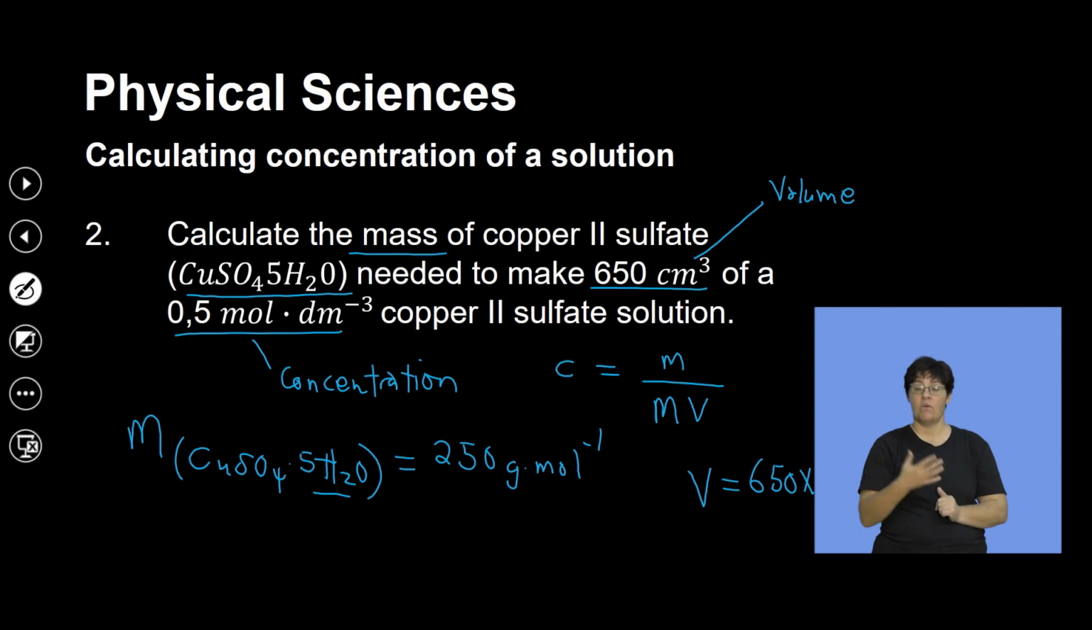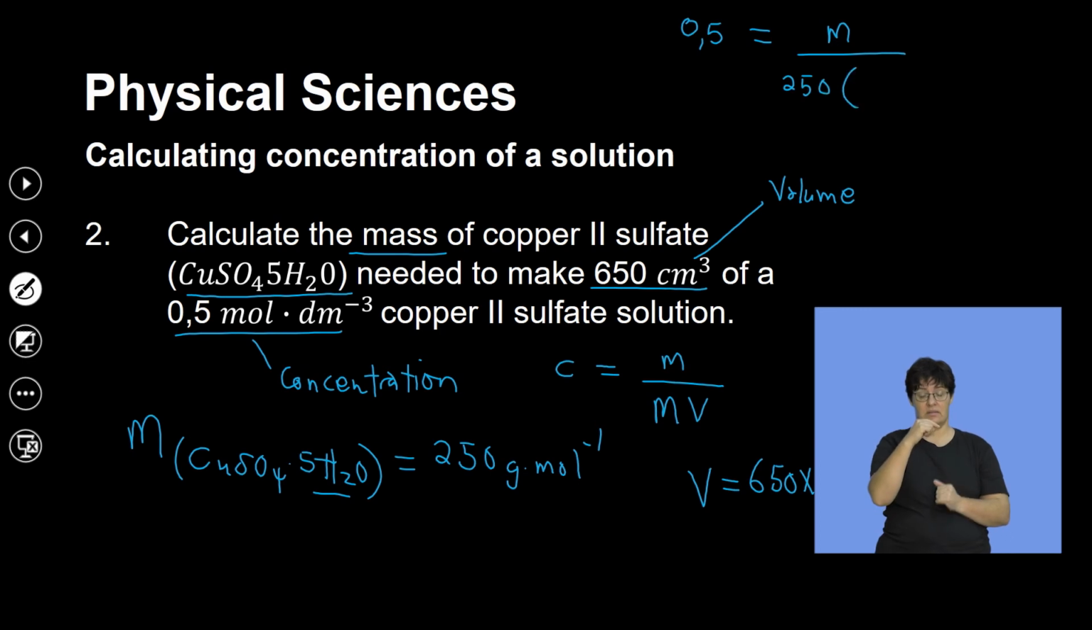Now, the question wants us to determine the mass. So the concentration we have is 0.5, which is equal to the unknown mass, then the molar mass is 250 grams per mole, and the volume is 650 times 10 exponent minus 3, which is like 0.65. Then our mass is the product of those three. If you do not have to make the mass the subject of the formula, just copy the equation as it is and do the necessary substitution. Immediately after that, you can isolate the unknown.